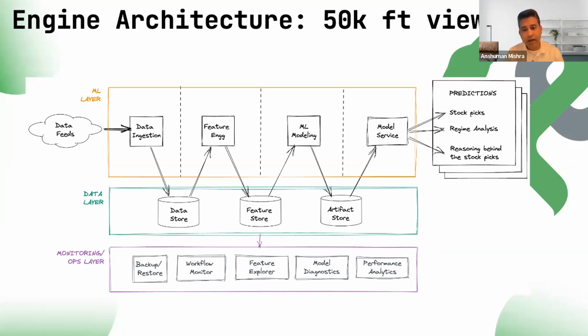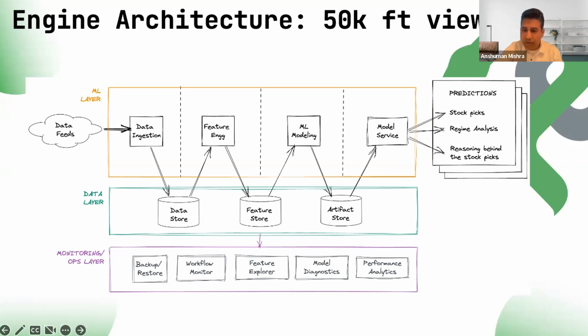The data layer basically consists of the data store to capture clean data post ingestion. I use DuckDB for this. For the feature store itself, I use Redis and DuckDB together. And finally, the artifact store is hosted on Amazon S3, where I serialize models, forecasts, regime metrics, and training data snapshots.